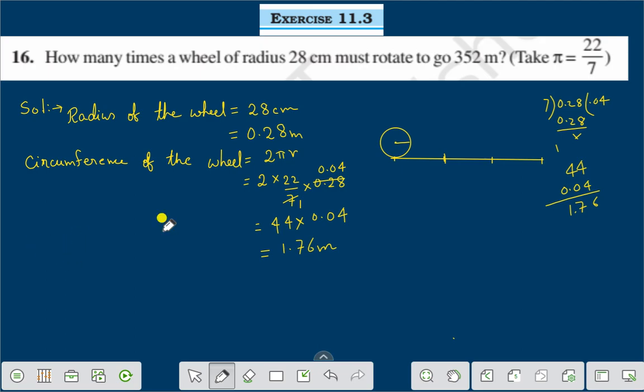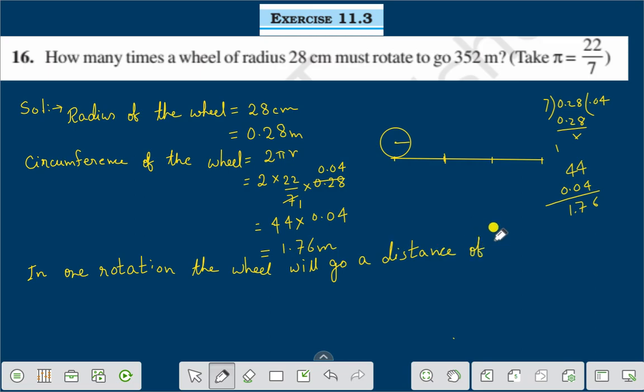In one rotation the wheel will go a distance of 1.76 meter. Then we have to find the number of rotations to go 352 meters.